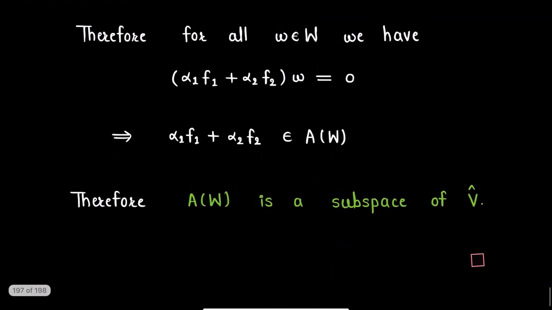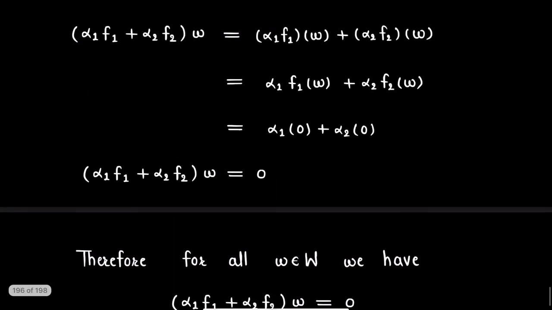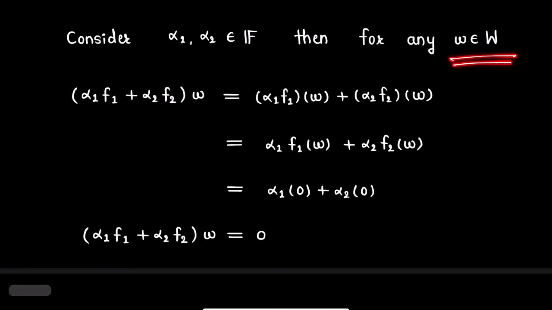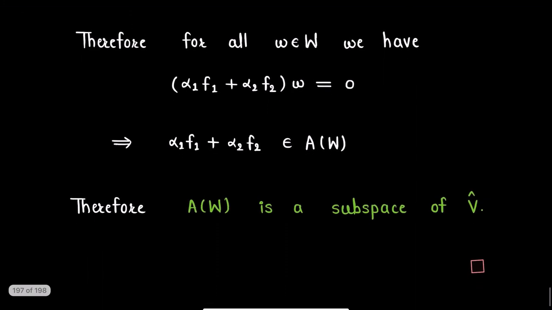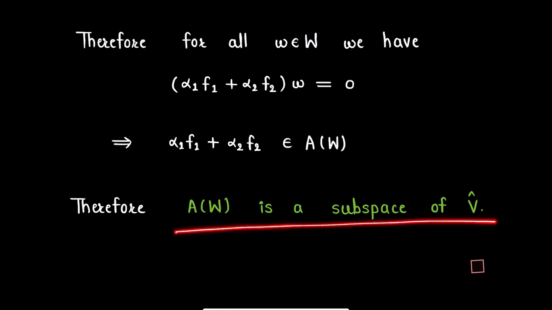And therefore, since w was an arbitrary vector in subspace W, we have for all vectors w in subspace W, (alpha 1 f1 plus alpha 2 f2) of w is 0, and therefore alpha 1 f1 plus alpha 2 f2 is a homomorphism in the annihilator of W, and therefore the annihilator of W is a subspace of the dual space of V, and this proves our result.